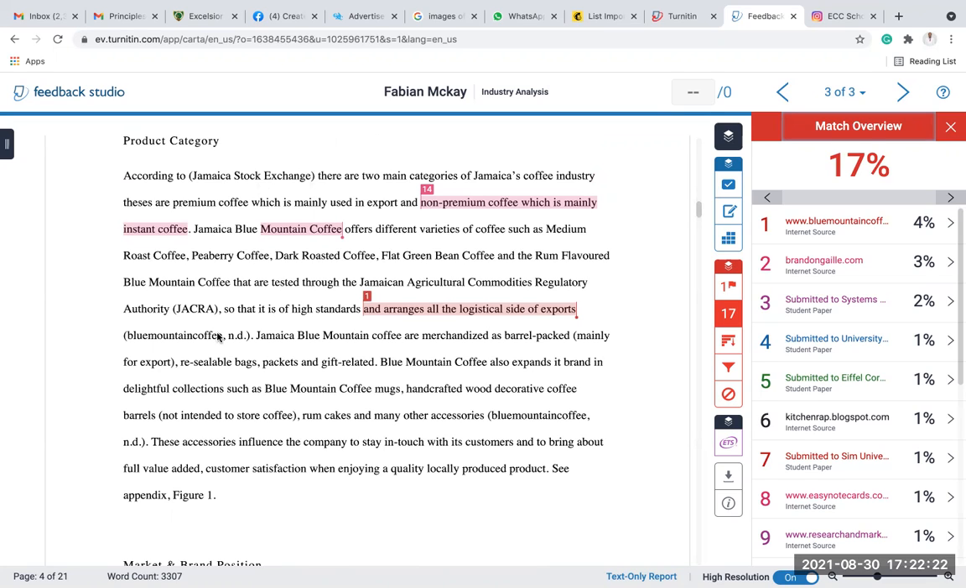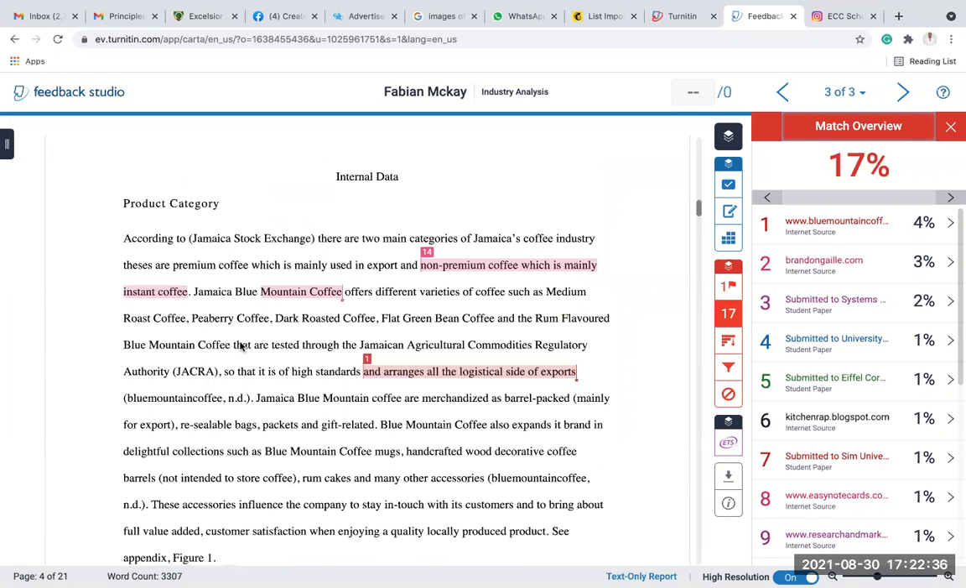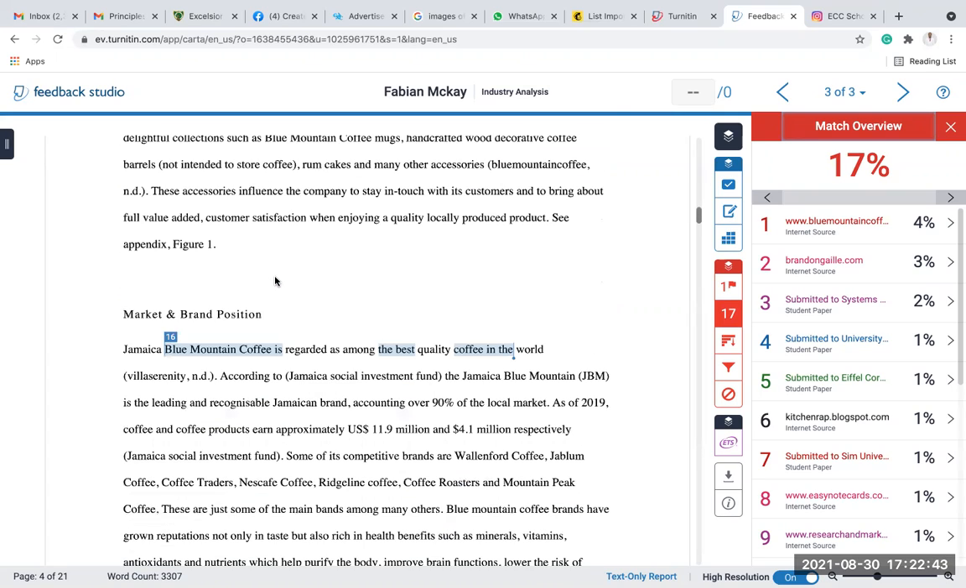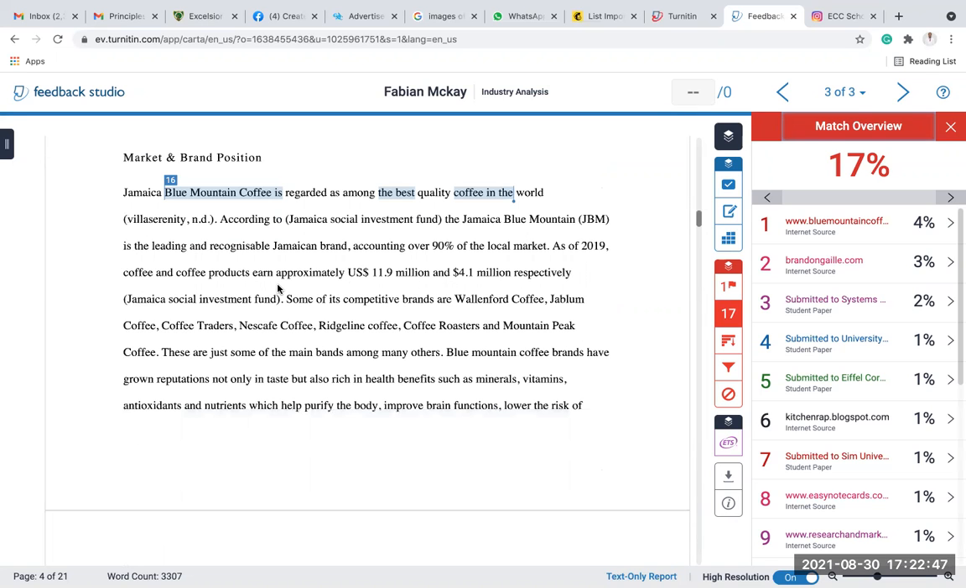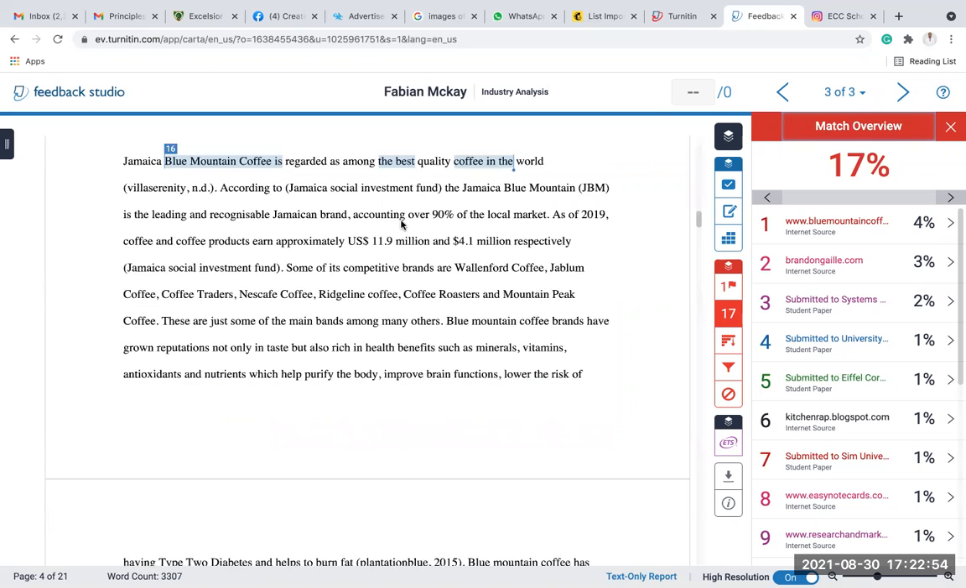Okay. All right. And I'm not sure this is how you're supposed to quote Blue Mountain Coffee, because I'm going to look it up. So you need to look at that. All right. So I'm seeing, you could give me dark colors for product category, so I know that this is a product category. Market and brand position. Again, Social Investment Fund should not be in brackets, because it's a part of the sentence. It doesn't end the sentence.